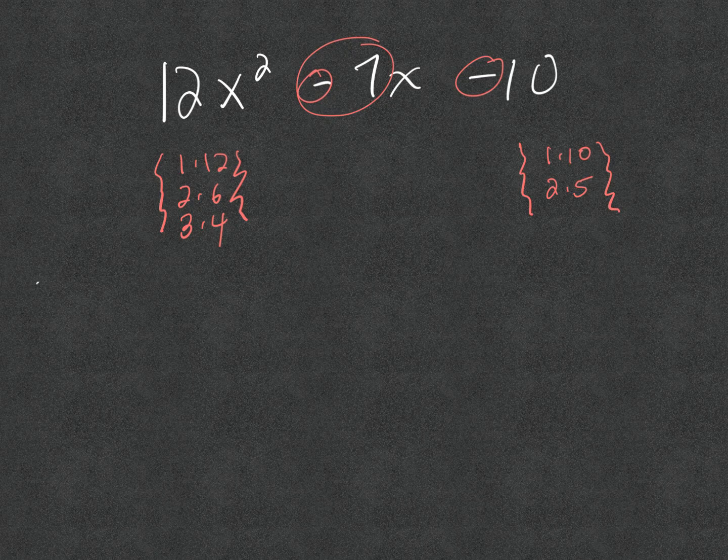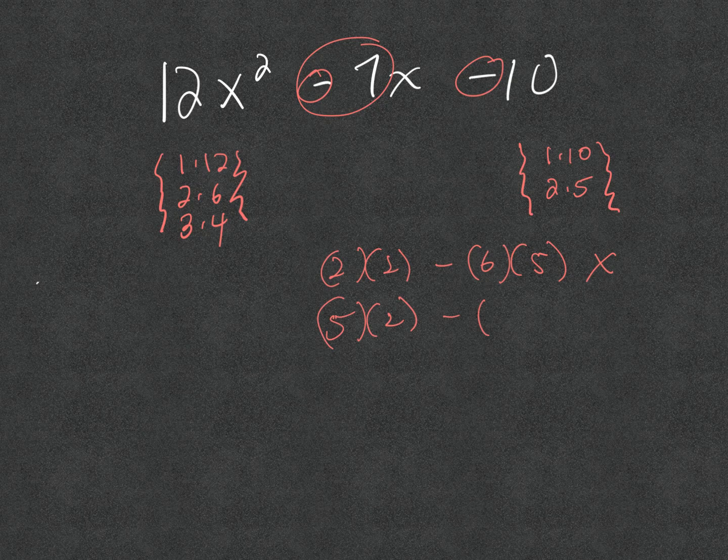1 and 12, 1 and 10? There's no way I can get a difference of 7. How about 2, 6, 2, 5? Well, I could have 2 times 2 minus 6 times 5? No. What if I did 5 times 2, though, and I did a minus 6 times 2? Is that going to give me 7? No. Okay, so I have a 3 and a 4 and a 2 and a 5. So let me try that real quick.